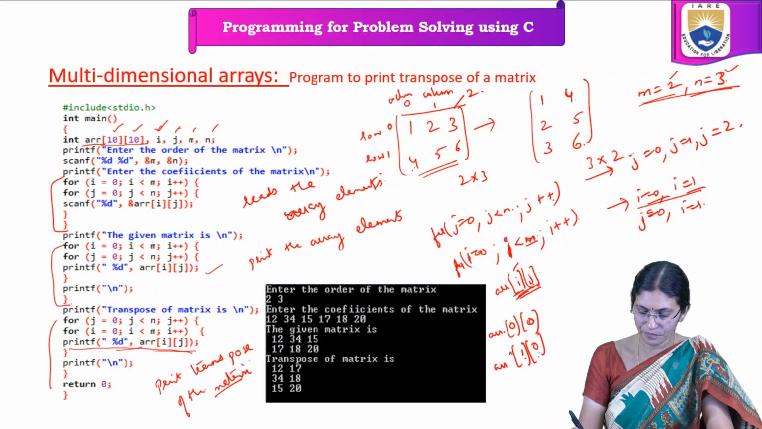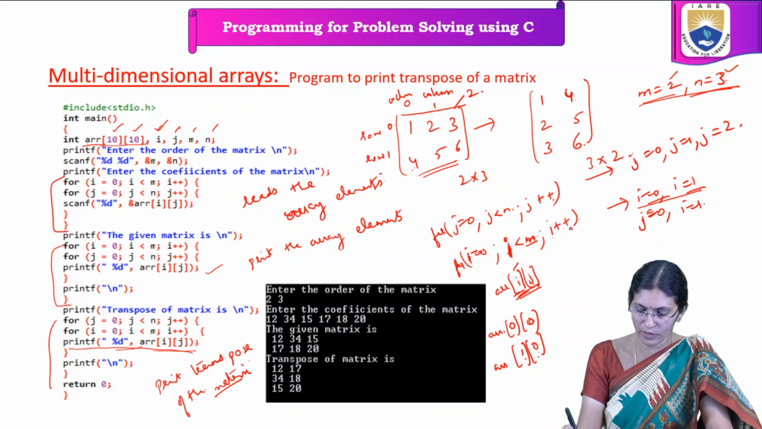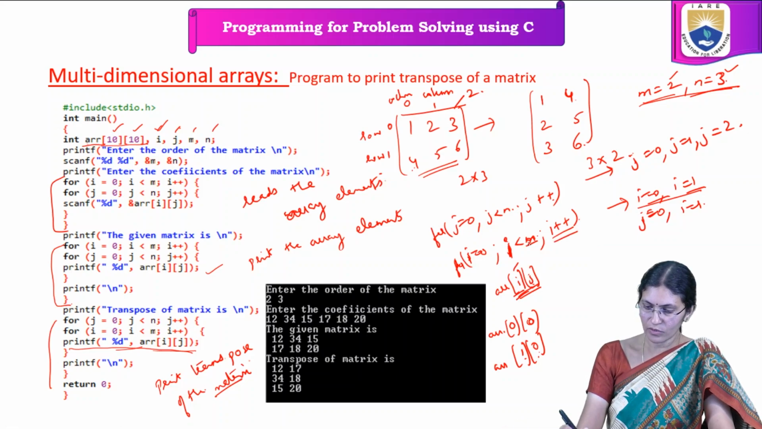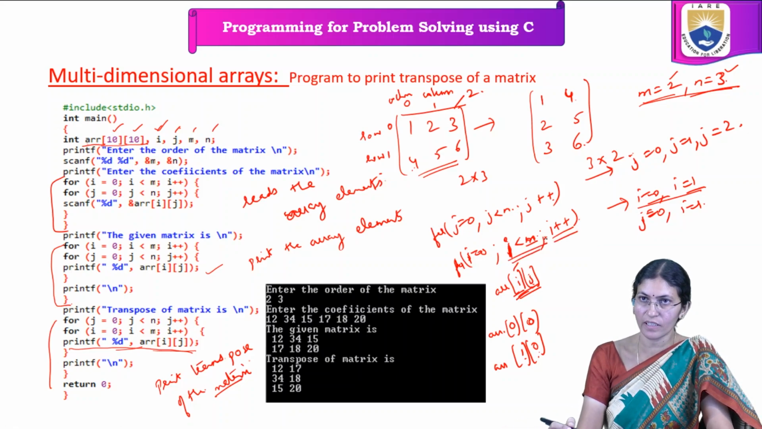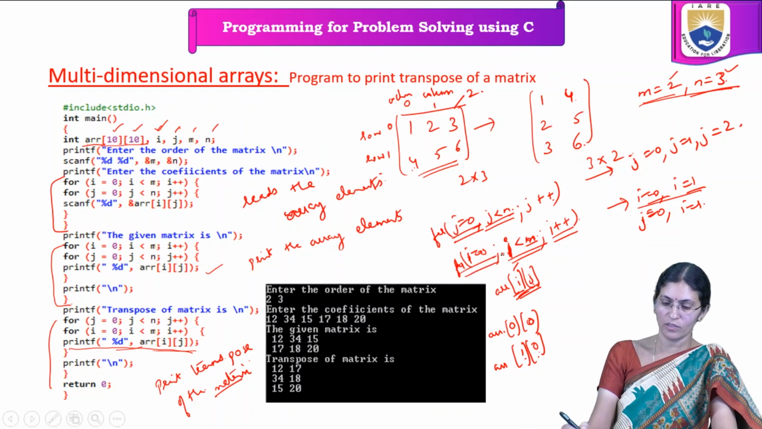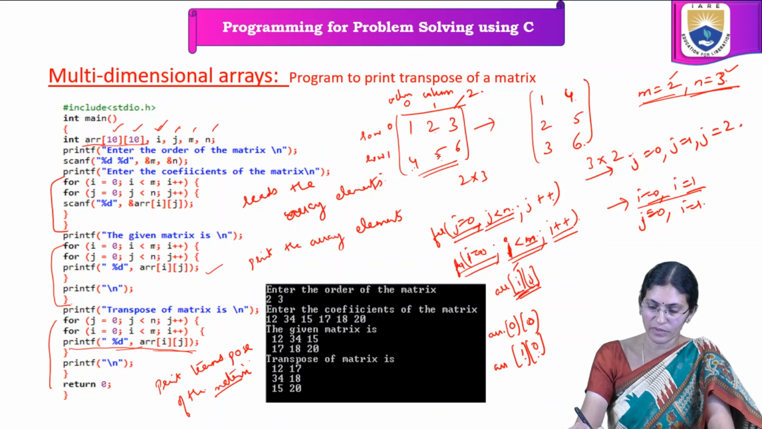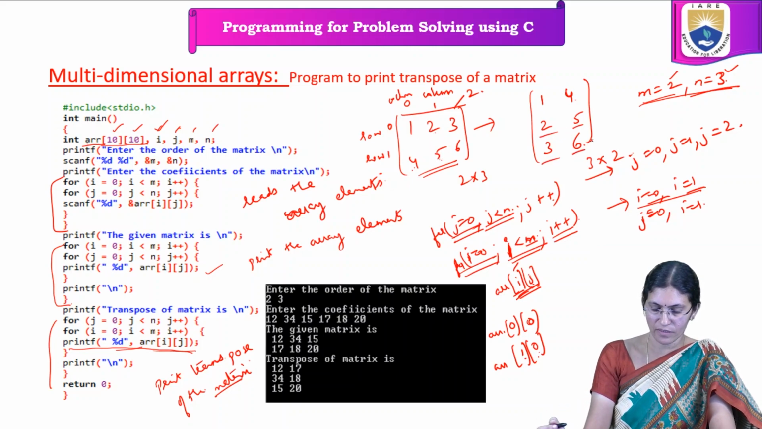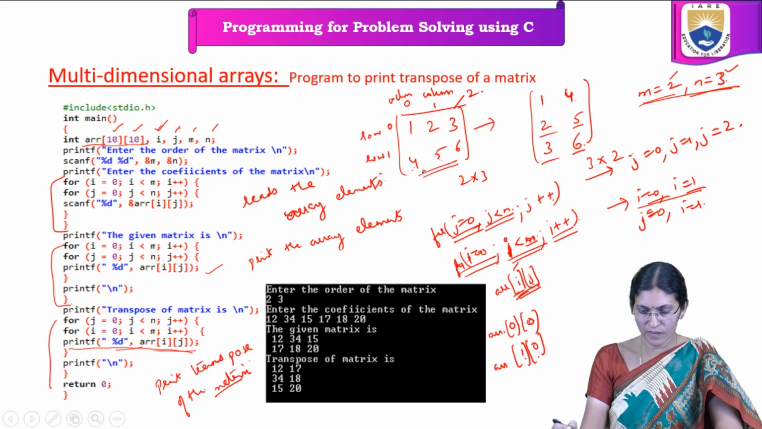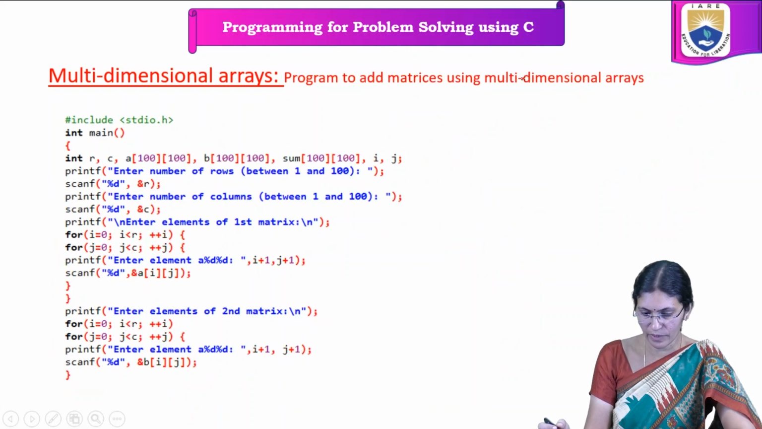Similarly, next again the I value will be incremented by 1. So I is less than m, this condition becomes false. So therefore it will go to the outer for loop. Now the j value is incremented by 1, j is equal to 1. So this condition is true. Again this inner for loop will repeat 2 times. So these elements will be printed: 2 and 5, 3 and 6. So in this way, this is a program to print the transpose of a matrix.